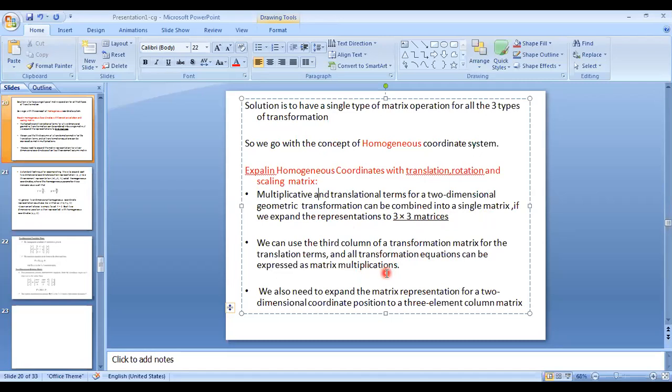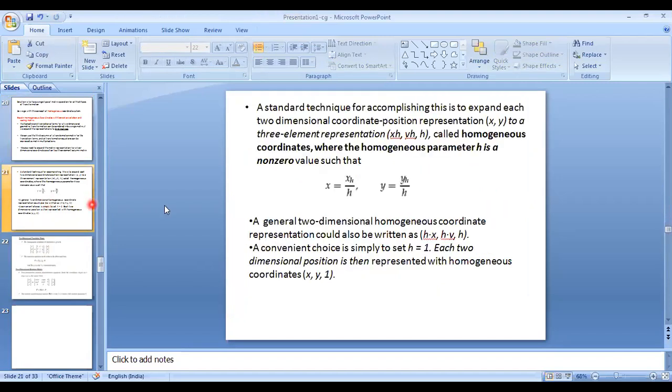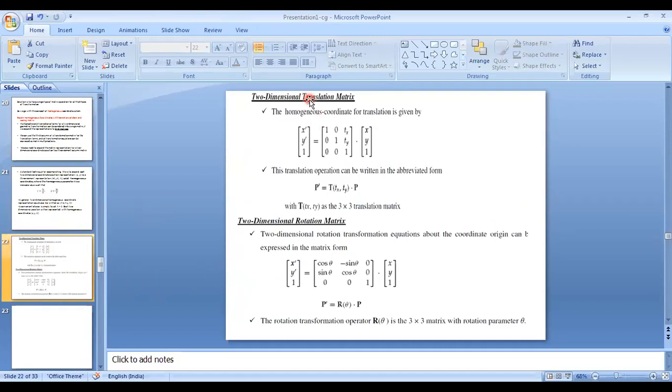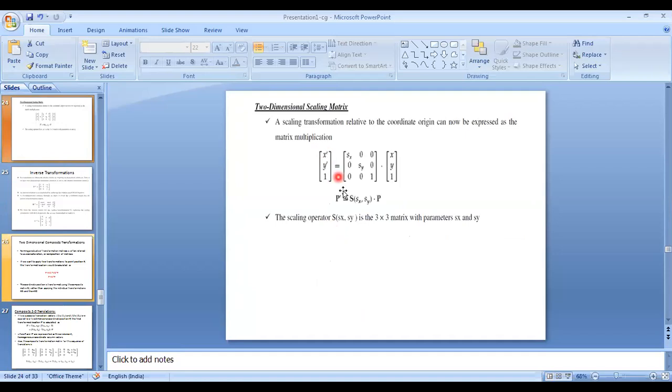This is the explanation for that. So now the two-dimensional translation matrix in the form of the homogeneous coordinate system: p dash is equal to T, that is tx and ty, into p. Earlier it was t plus p, now it became T into p. It was the same thing, p dash is equal to R into p, and the scaling is also the same thing: p dash is equal to S into p.